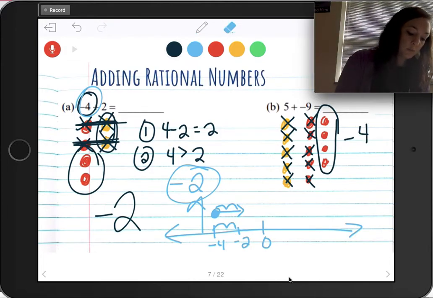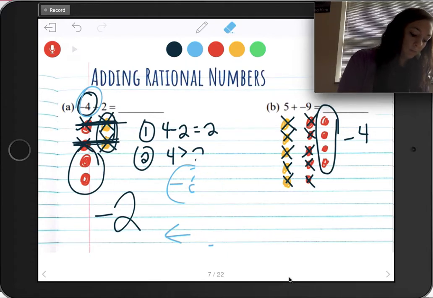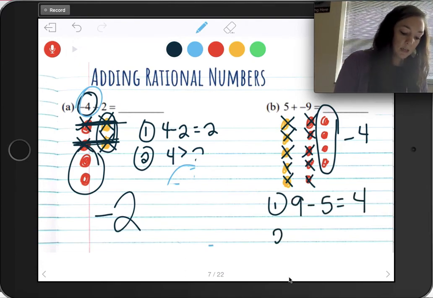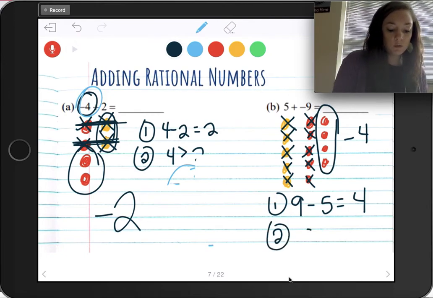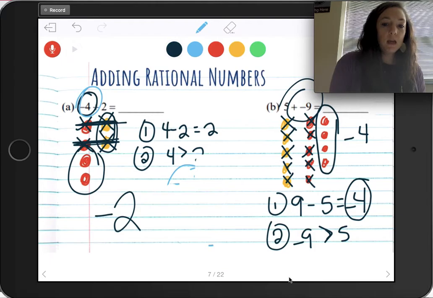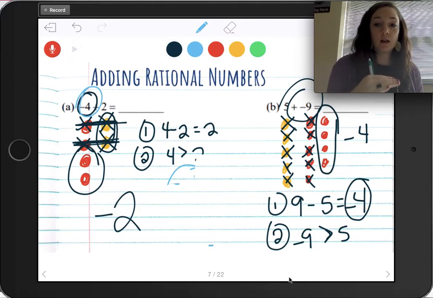Now doing it the algebraic way, the first thing is subtract 9 minus 5. I get 4. Second thing I'm going to do is look at my numbers. Which one's bigger, 9 or 5? 9 is bigger than 5, but it is a negative 9 up here. So I know that my answer is negative 4. Okay? And the reason why we need to make sure we use the algebra method eventually is because when we do decimals and fractions, you're not really going to be able to use the counters, and so that kind of becomes an issue.